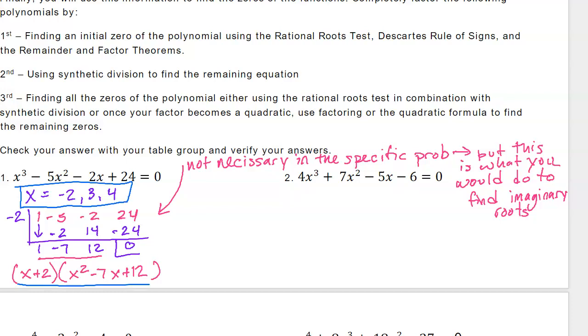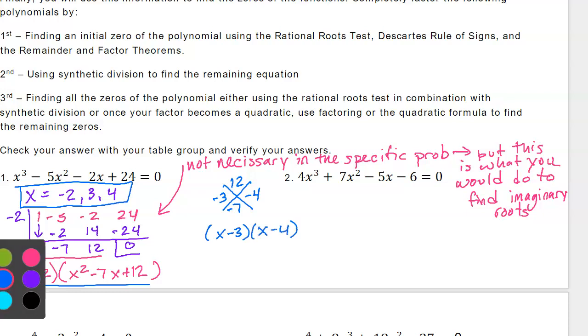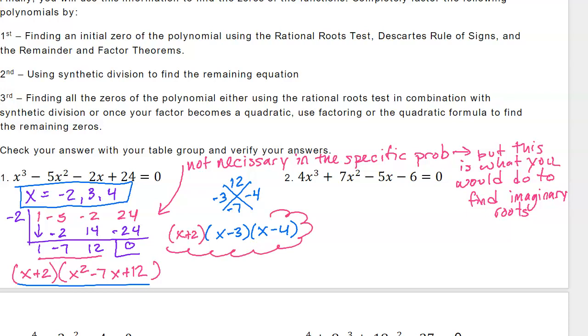So if we weren't allowed to rely on our calculator, yes, I would have to factor this. A times C, 12 goes up top, B goes in the bottom, multiplies to be 12, but adds to -7: -3, -4. Therefore, this factors into x minus 3, x minus 4, and I cannot forget about the x plus 2 that I divided out. So these are all of our factors, and therefore our roots are -2, 3, and 4.